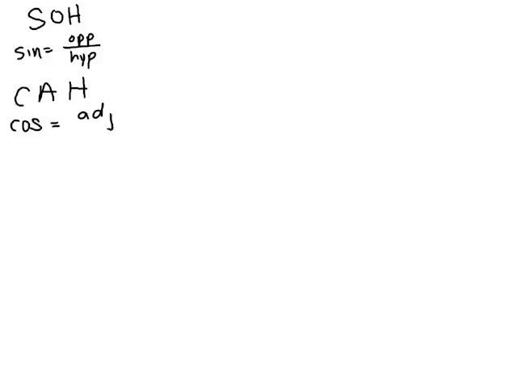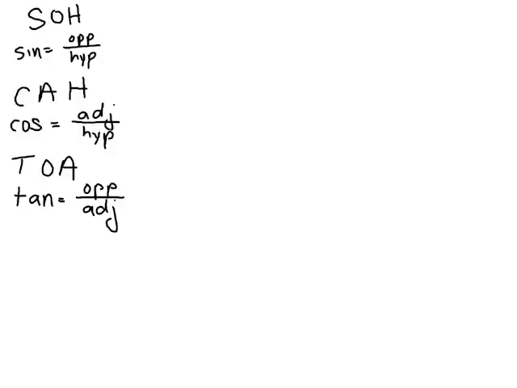So let's go and explain our SohCahToa. So we're going to put that back here on the board. So sine equals opposite over hypotenuse. You're going to definitely need to memorize these. Cosine equals adjacent over hypotenuse. And TOA, tangent equals opposite over adjacent.